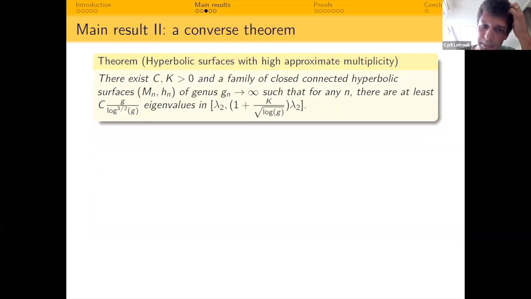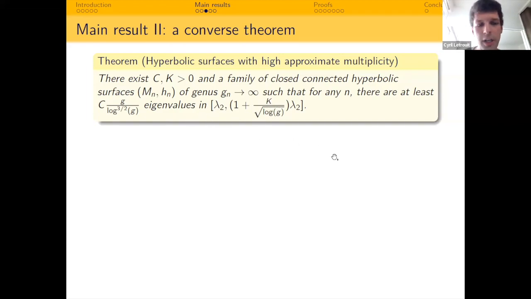The converse theorem is to show the sharpness of the approximate multiplicity bound. It's just a construction of hyperbolic surfaces with high approximate multiplicity. And here I say hyperbolic surfaces because you don't have to take varying curvature surfaces to have high multiplicity; you just take hyperbolic ones. So the result is: there exist C and K and a family of closed connected hyperbolic surfaces M_n of genus tending to infinity, such that for any n, there are at least G over (log G) to the 3/2 eigenvalues in this interval, where you took K2 to be 1/2 in this example, but it's quite a large set.